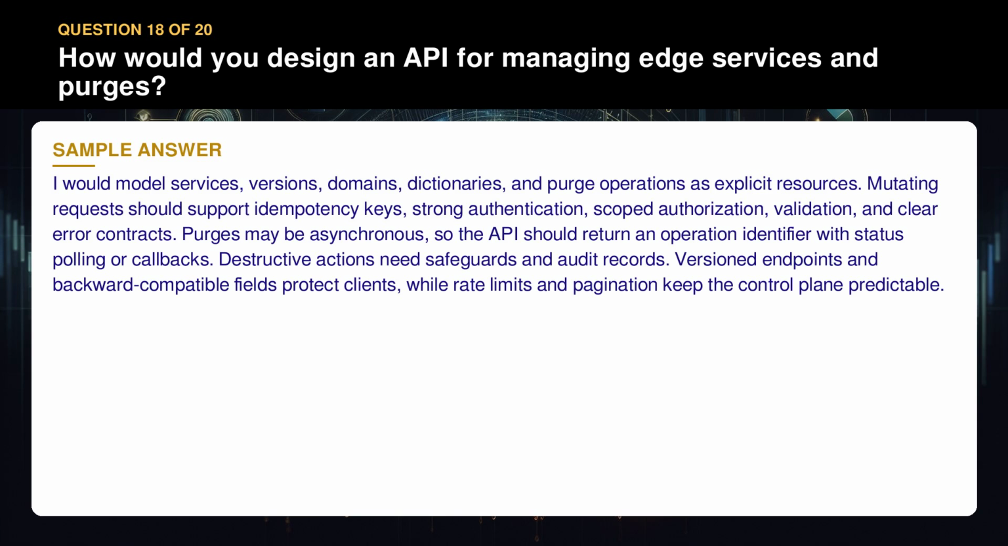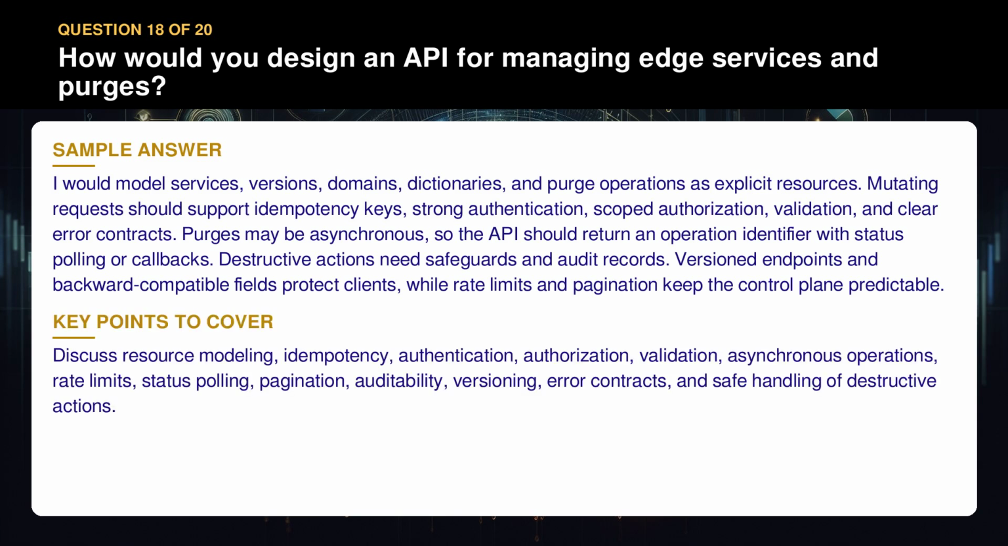Purges may be asynchronous, so the API should return an operation identifier with status polling or callbacks. Destructive actions need safeguards and audit records. Versioned endpoints and backward-compatible fields protect clients, while rate limits and pagination keep the control plane predictable. Discuss resource modeling, idempotency, authentication, authorization, validation, asynchronous operations, rate limits, status polling, pagination, auditability, versioning, error contracts, and safe handling of destructive actions.